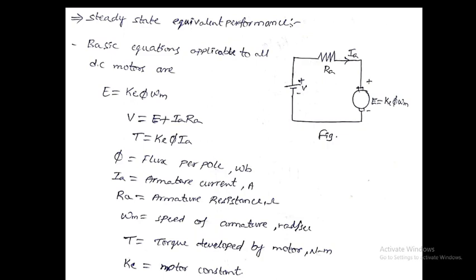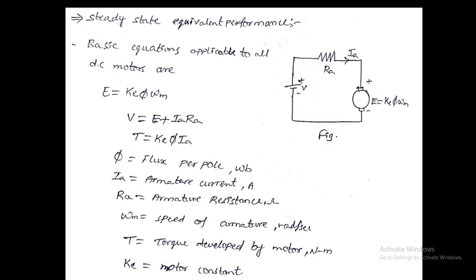If you see the basic diagram of the DC motor shown in the figure, your supply is connected with the armature resistance and motor. That is nothing but the armature of the motor. The generated back EMF E is equal to Ke into phi omega m. E is directly proportional to phi omega m. So by removing the proportionality, E is equal to some constant Ke, that is the motor constant, into phi omega m. So that is the generated back EMF.